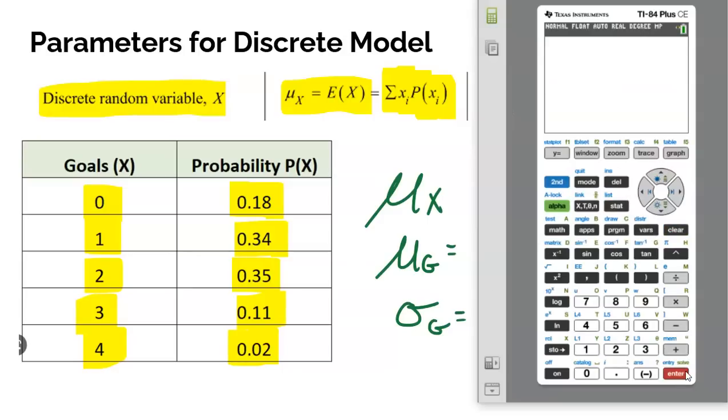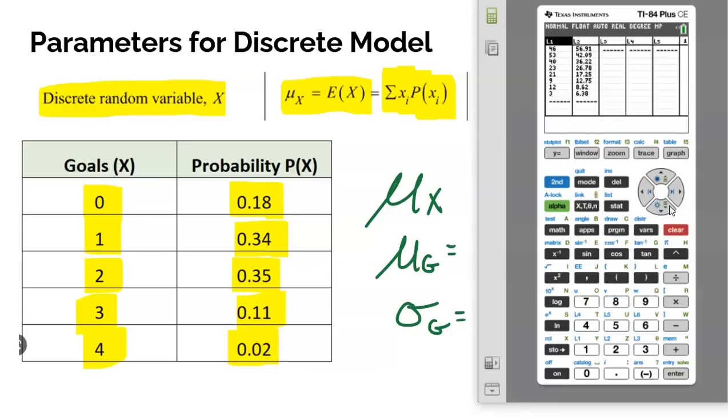So first, you're going to go to Stat, Edit, and clear out List 1 and clear out List 2. And in List 1, you're going to type in the outcomes, so 0, 1, 2, 3, and 4 goals. And then next to each outcome in List 2, you're going to put the associated probability. So 0.18, 0.34, 0.35, 0.11. And remember the probability is like the frequency, right? Like how often you expect that to occur. So I expect her to score 3 goals 11% of the time. I expect her to score 4 goals 2% of the time. That's 0.02, not 20.02. Sorry about that.